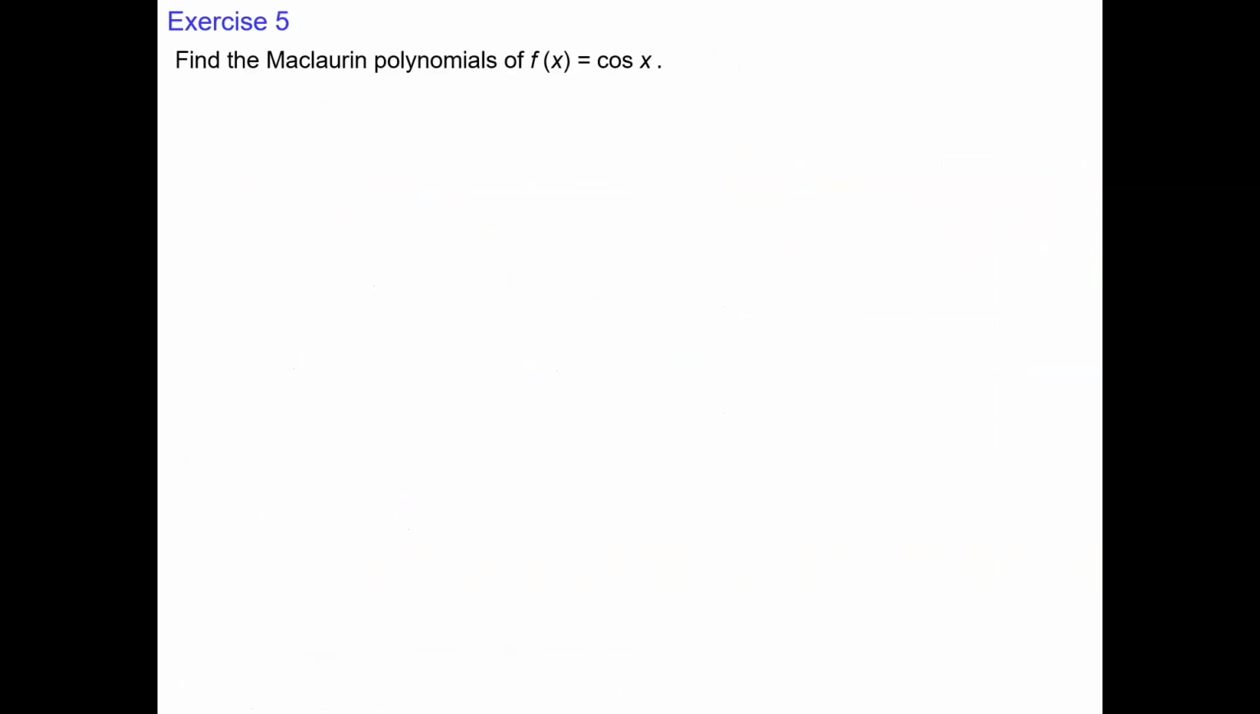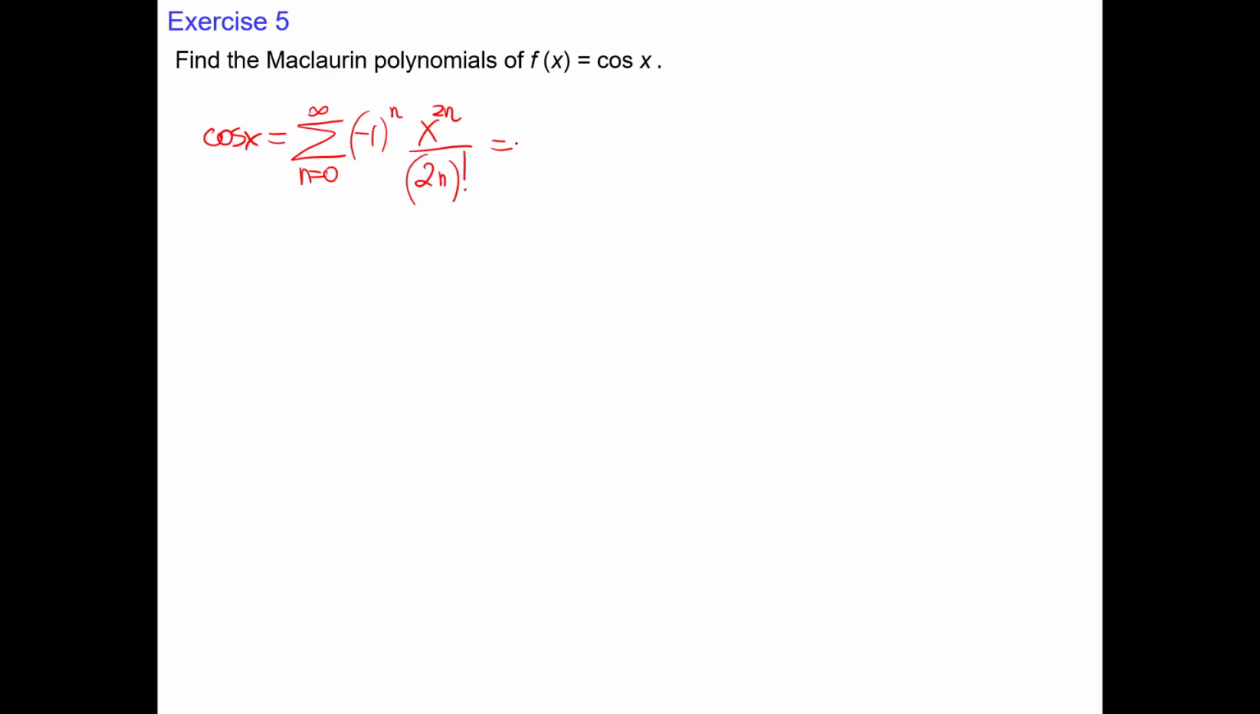Exercise number 5, maybe we can do really quickly because cosine is in our formulas. We don't have to do it from scratch. We can just say that cosine of x, the Maclaurin series, in series form, starting from 0 and ending at infinity, is negative 1 to the n, x to the power of 2n, all over 2n factorial. Do we know that formula? Of course you do.